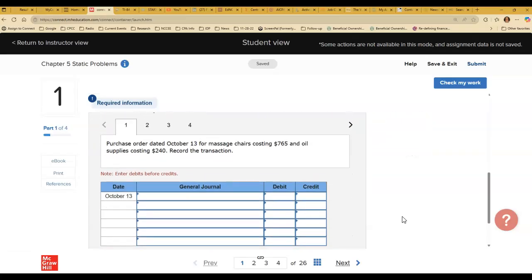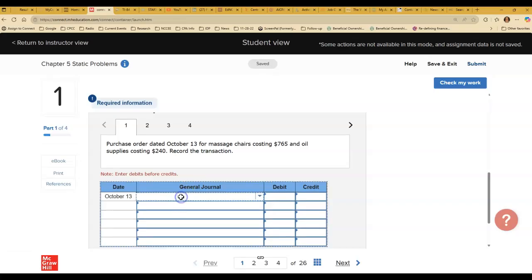Now again, I like to start down here in the input area, but just realize that if you're sitting there reading something and you feel like you need more information, just scroll up to the top where the narrative is, and a lot of times there's a little something up there that they may have forgotten to drop in down here, okay? So in item number 1, we've got a purchase order dated October 13th, 4 massage chairs costing $765 and oil supplies costing $240. Record the transaction, okay?